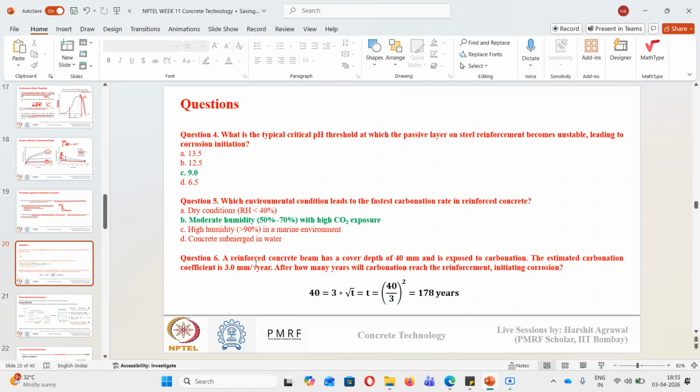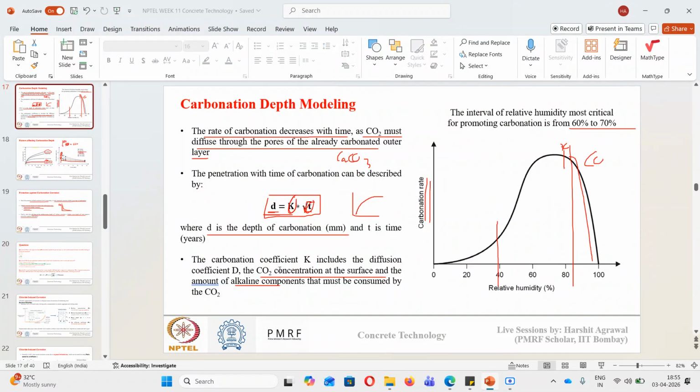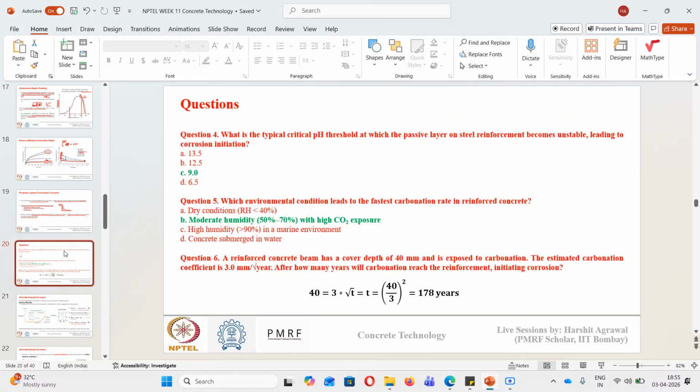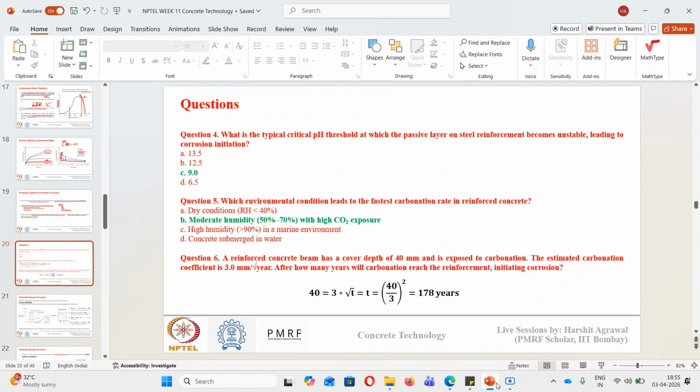So this is how long it will take CO2 to reach a cover depth of 40 mm if my carbonation coefficient is 3. And this carbonation coefficient depends upon the CO2 concentration at the surface, the diffusion rate of CO2 through concrete, and the alkalinity present in the pore solution. So based on that, this value can change. I hope everyone is clear with these three questions.